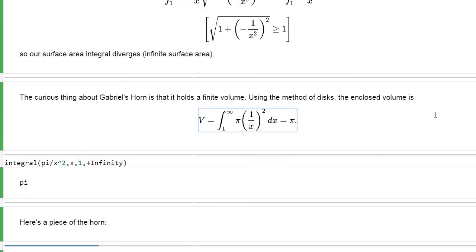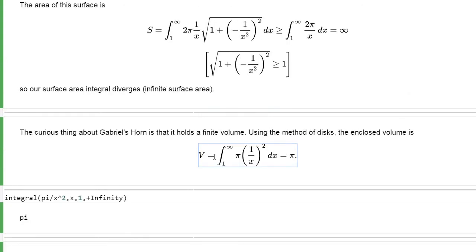So here's our volume formula. We use the method of disks. It's just pi times the radius squared, with the radius given by the function 1 over x. So this is the integral from 1 to infinity of pi over x squared, which actually converges, and the answer is pi. So this thing has volume pi, but infinite surface area.